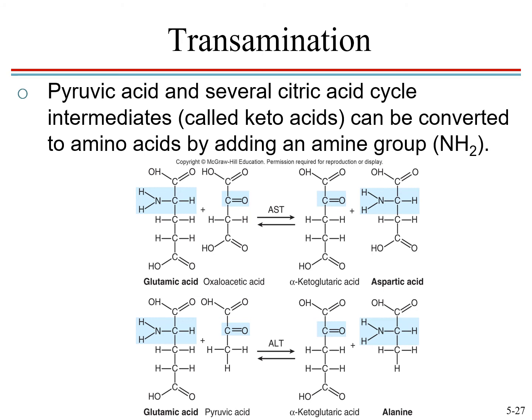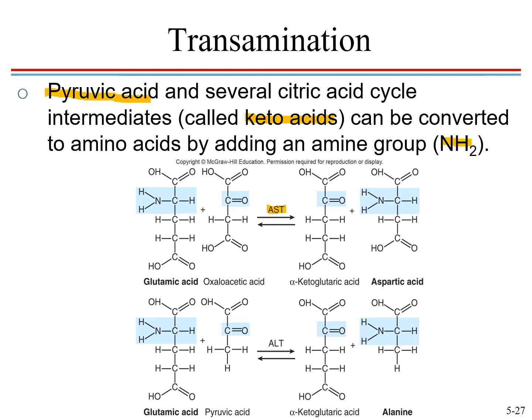Now let's talk about transamination. Transamination is when we take the intermediates, such as pyruvic acid and citric acid intermediates, specifically keto acids, and convert them into amino acids. And it's just simply by adding the amine group and H2. So one of the things I want to draw your attention to is the enzyme that's utilized to convert these intermediates into amino acids or different amino acids.